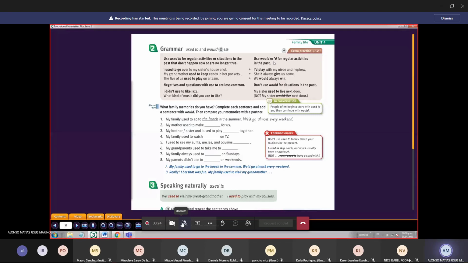Use would or 'd for regular activities in the past. Examples. I'd play with my niece and nephew. She'd always give us some. We would always win.